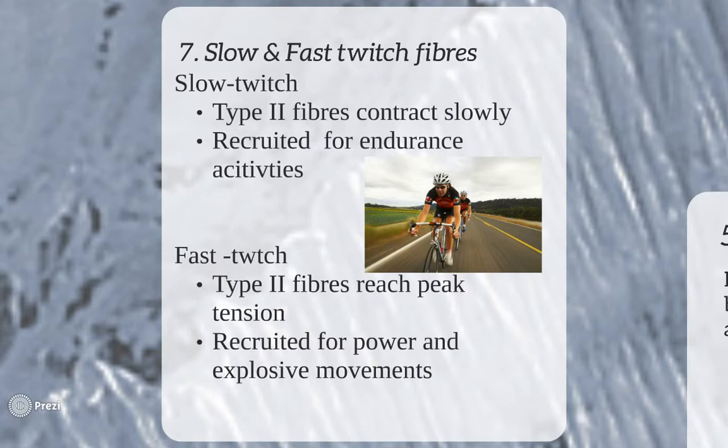7. Slow and fast twitch fibers. Slow twitch fibers are type 1 fibers that contract slowly and are recruited for more endurance-based activities. Fast twitch fibers are type 2 fibers which reach peak tension. They are recruited for more power and explosive movements.